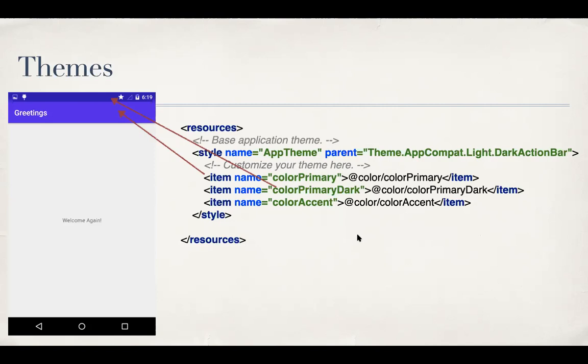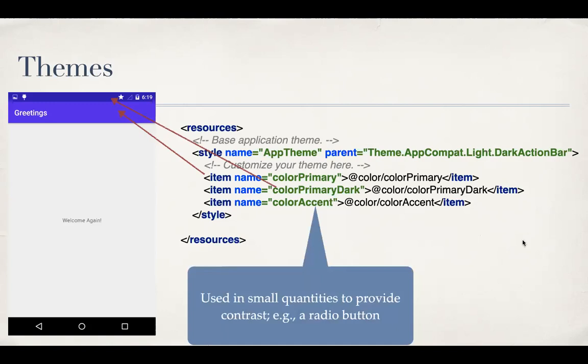Color primary can also be used at other places by setting a color to that specific color. The third one, color accent, is used in small quantities to provide contrast, like when you have a selected radio button or checkbox and so on. That's where it can be used.